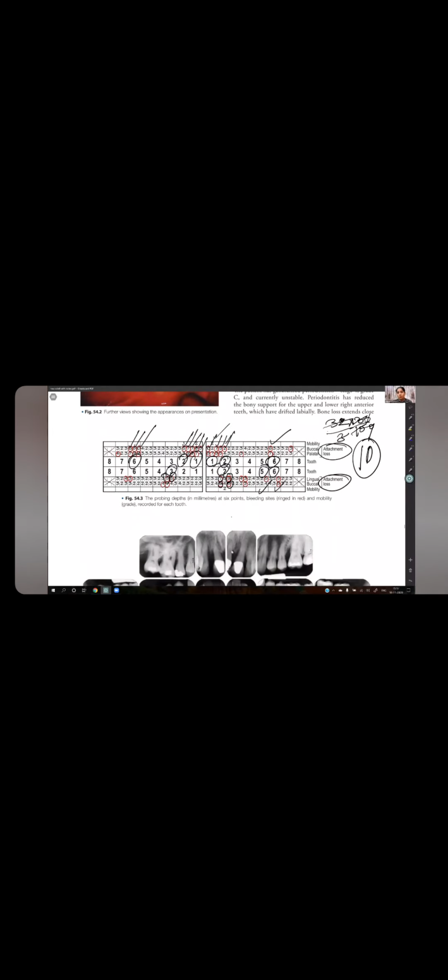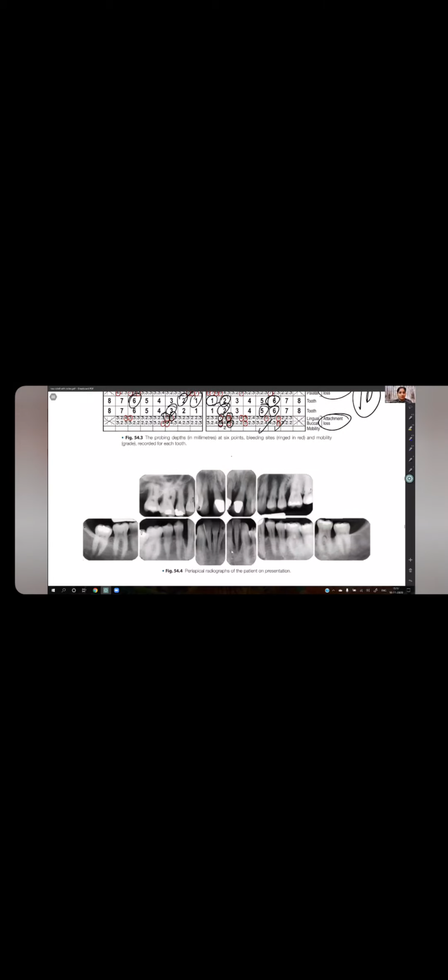But please remember, this was launched in 2017. ADC has till now, in 3 years, not asked any of it, right? So we come to the conclusion that it is your generalized periodontitis. It is your stage 4 and grade C. That means rapidly progressing, currently unstable. Periodontitis has reduced the bony support for the upper and the lower right anterior teeth, which have now drifted labially. Bone loss extends close to their apices, and they would have drifted further had they not been retained by the patient's own lip musculature. Recession is also the result of periodontitis, attachment loss.